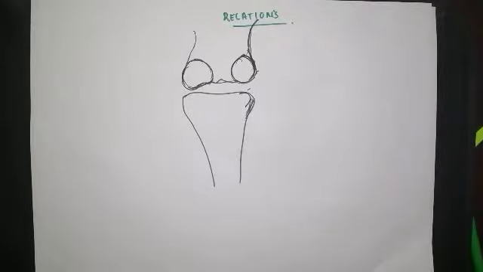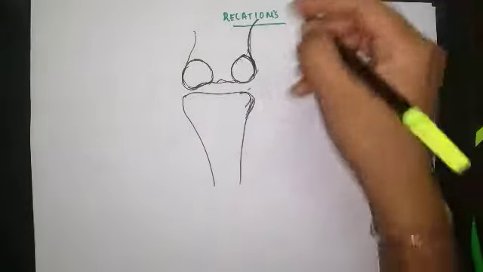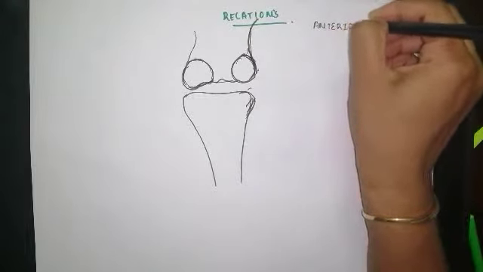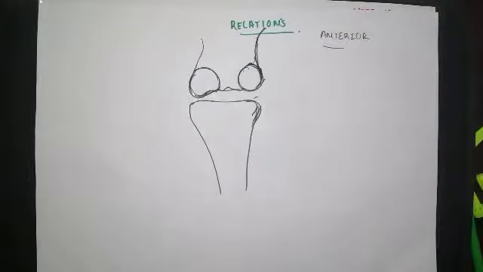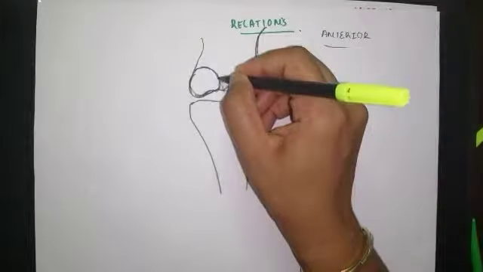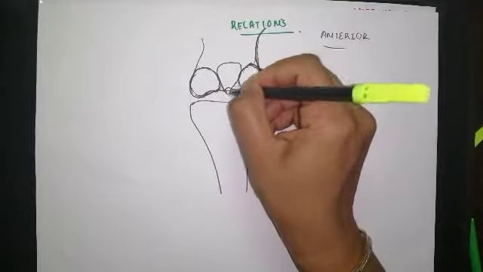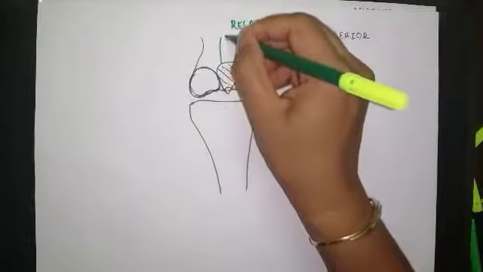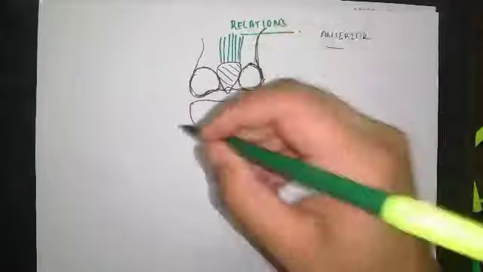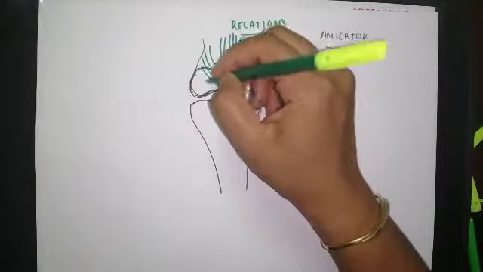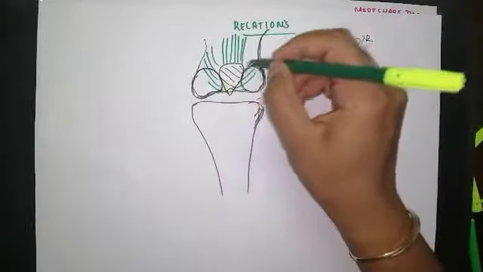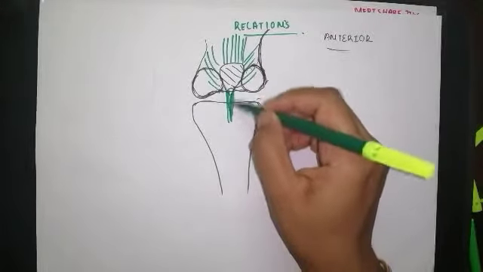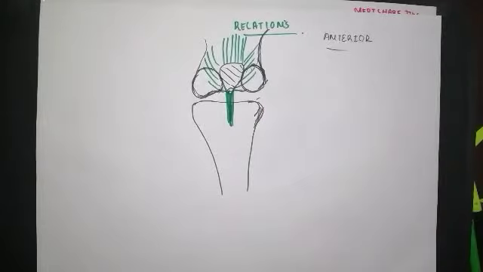So I have drawn the anterior part of the knee joint. First we will discuss the anterior relation of the knee joint. We can see that the patella is located here like this. Inserted into the upper part of the patella, you have the quadriceps tendon. On the sides you have the lateral and medial patellar retinacula. Here you can see the ligamentum patellae from the apex of the patella inserted into the tibial tuberosity.